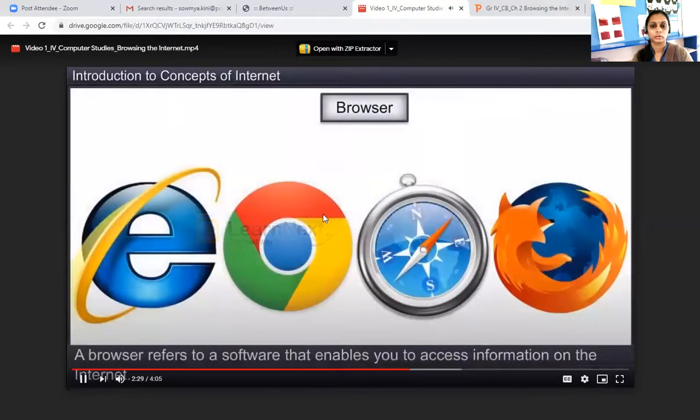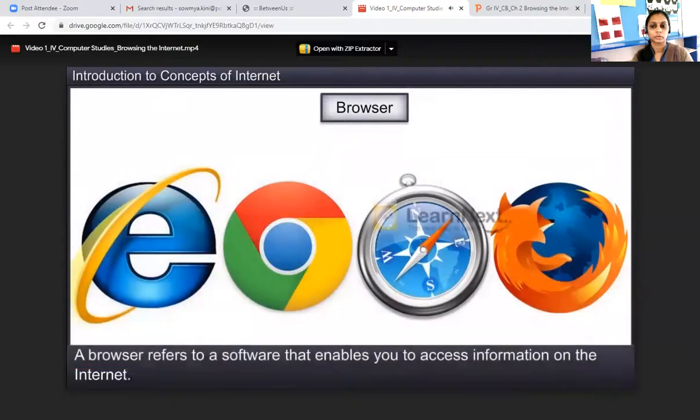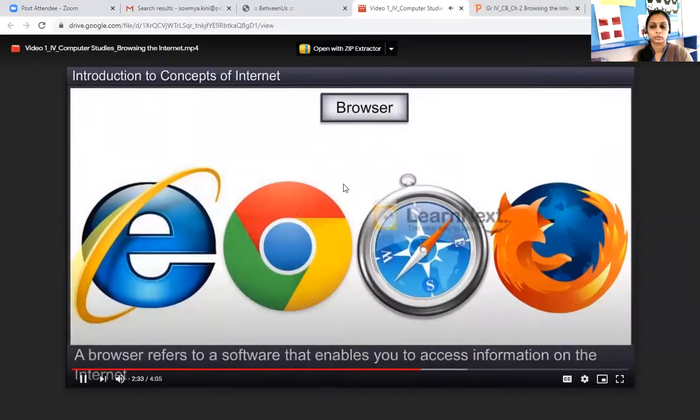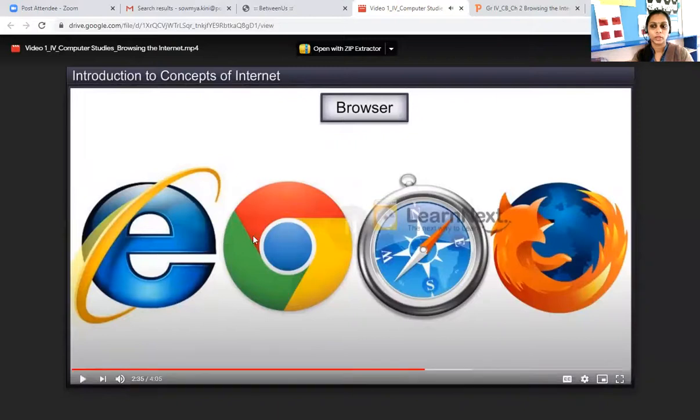A browser refers to software that enables you to access information on the internet. Can you name these web browsers? What is the first one? Yes, it is Internet Explorer. E stands for Explore. What about the second one? You can see red, green, blue at the center, yellow. What is this? It's Google Chrome, developed by Google. What's the third one? It's Safari. And the last one, Mozilla Firefox.